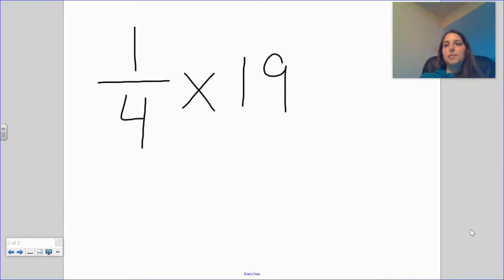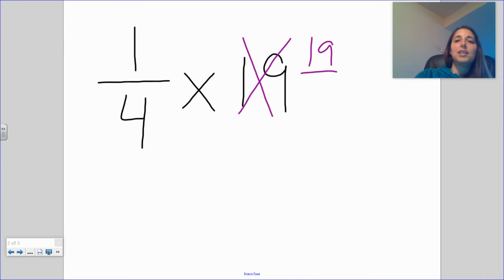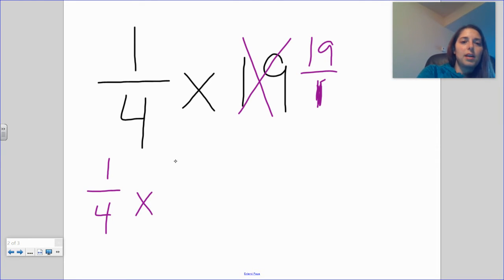Okay, 1/4 times 19. So I'm going to go ahead and say, okay, I don't know how to do a fraction times a whole number, but I do know how to do a fraction times a fraction. I'm going to rewrite this whole number as the fraction 19 over a numerator of 1. They mean the same thing because 19 divided by 1 is still 19. So I'm going to set this up 1/4 times 19 over 1.